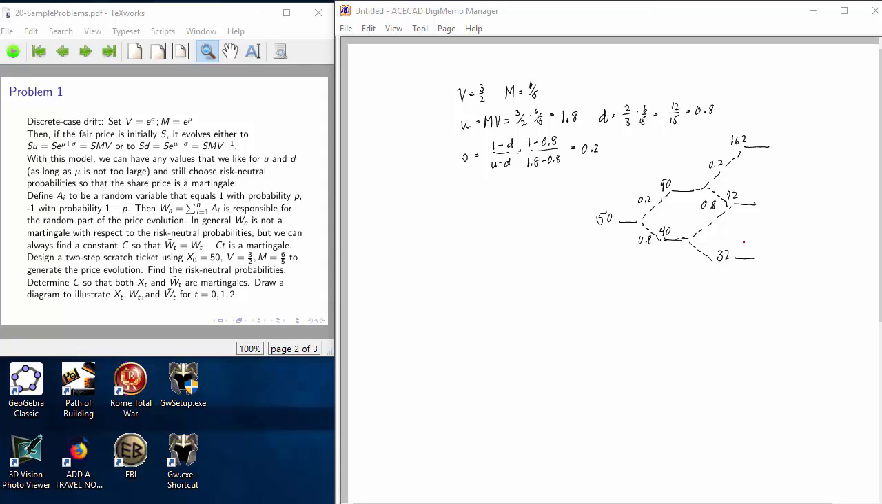Now, there's another set of variables we can keep track of. The variable a sub i is just +1 if the share price goes up, -1 if it goes down. And w sub n is the sum of the a sub i's. So let's write in the values of w sub n in circles. There's 1 and -1. There's 2, 0, and -2. Just a standard sort of random walk.